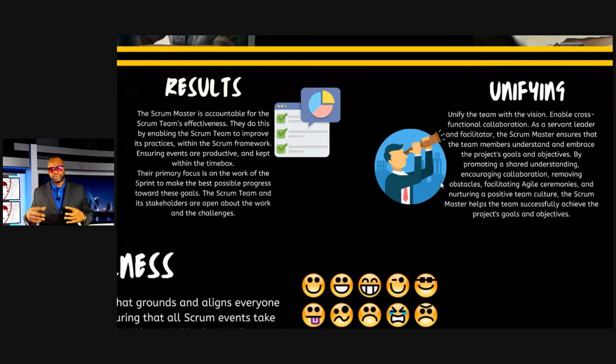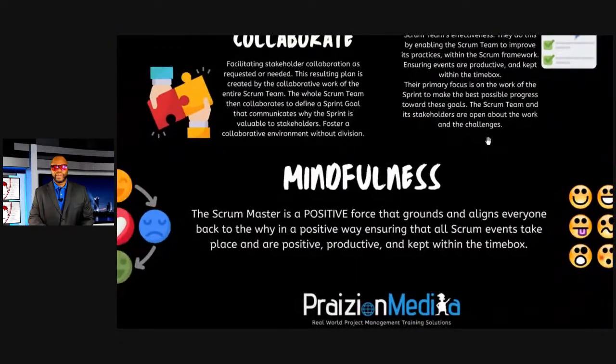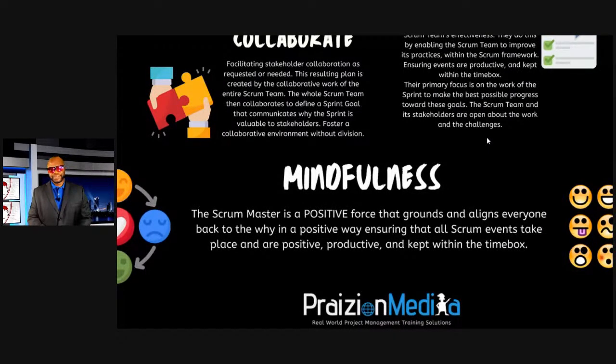Unifying leadership is so important. It's helping the team see the vision, but understand how we're coming together to fulfill it. Let's talk about the final one. It's the M. The Scrum Master is a positive force that grounds and aligns everyone back to the why in a positive way, ensuring that all Scrum events take place and are positive, productive, and kept within the time box.